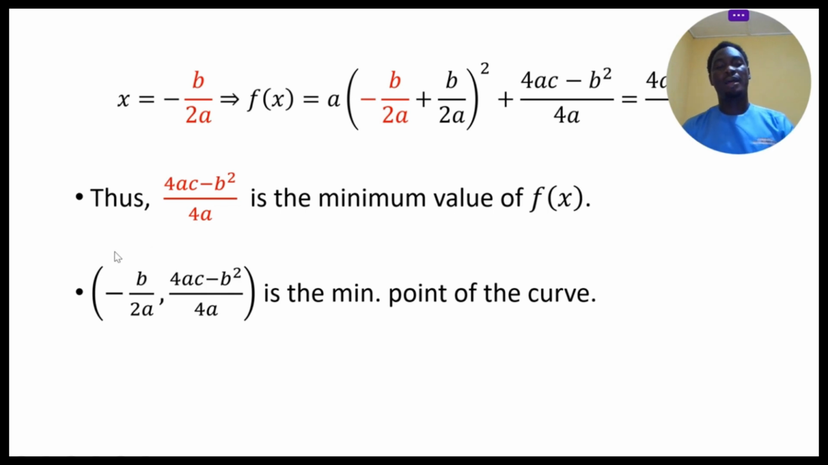So the pair minus b on 2a, 4ac minus b squared all on 4a, is the minimum point of the curve of the function. A point in the plane, remember, is an ordered pair of coordinates. And so it will be wrong to say that the minimum point is 4ac minus b squared all over 4a, comma, negative b over 2a. A point is an ordered pair, not just a pair.